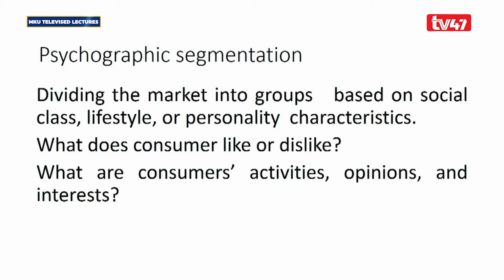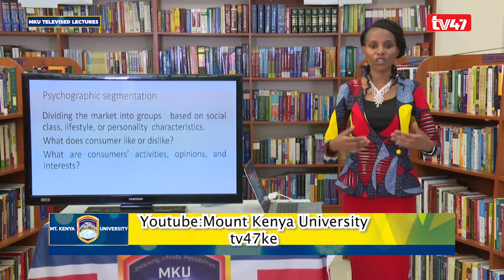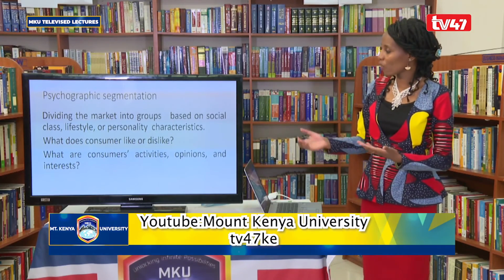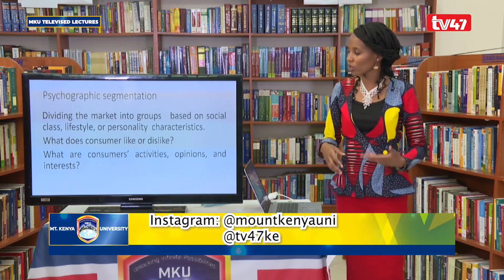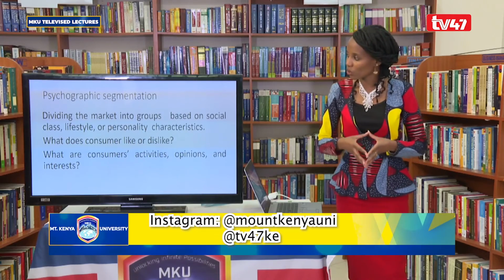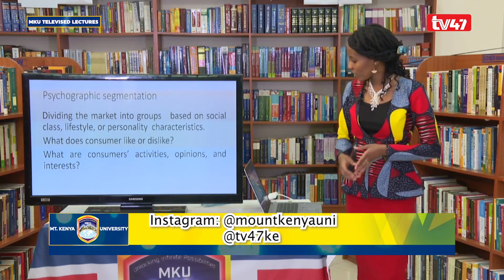Also, there is another question: what are consumers' activities, opinions, and interests? You find that based on the social class, the lifestyle, and personalities, different consumers tend to go for different activities, and they have different opinions and also interests. Activities like going to the gym are a matter of lifestyle and also personality characteristics. You'll not find an introvert in an area that is too noisy or full of fun, and therefore you can use questions like what consumers' activities, opinions, and interests are, as you segment based on the psychographic.